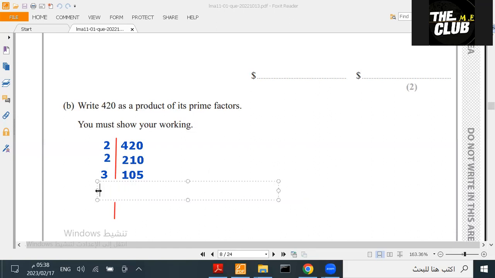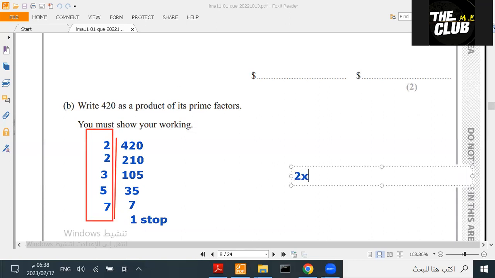Then divide 35 by 5 equals 7. Then 7 divided by 7 equals 1, and then you stop at the 1. Then you take the numbers you divided by and write them next to each other like this: 2 times 2 times 3 times 5 times 7. This is the answer to this question.